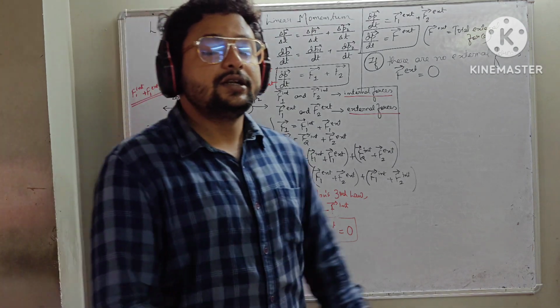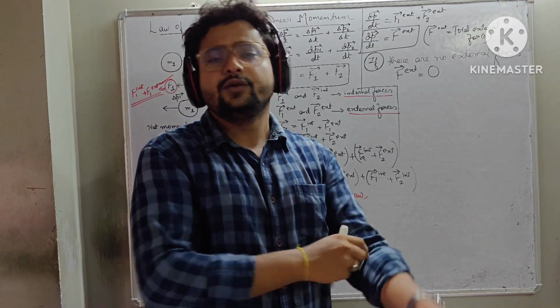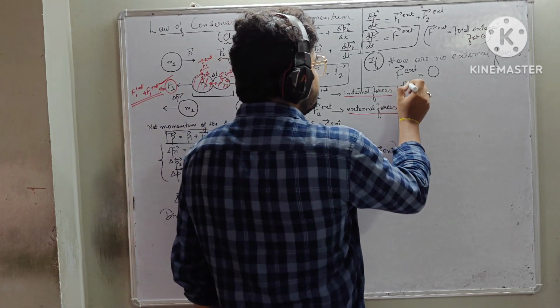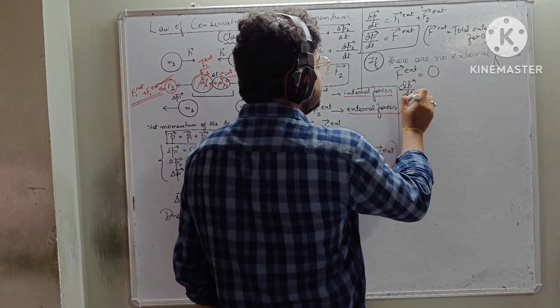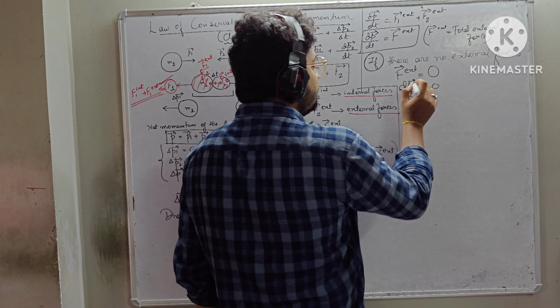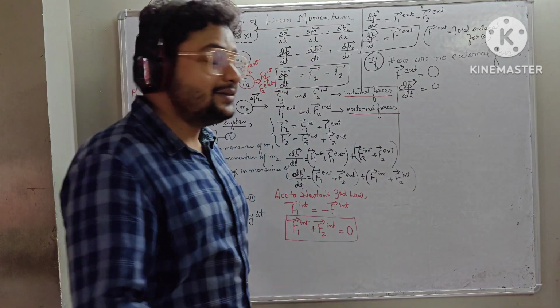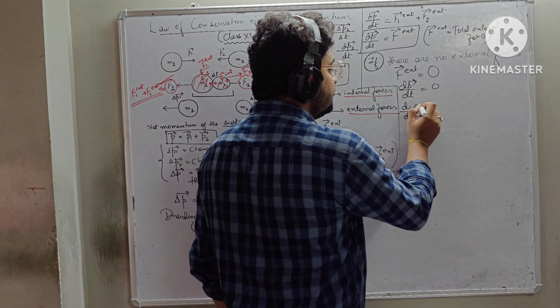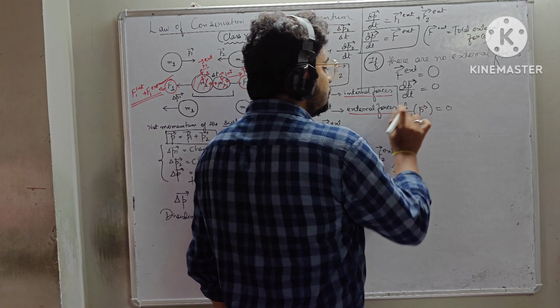Okay, if external force will be 0, because I have given no external force, in that case I can write dP/dt will be 0. Now see, dP/dt means d/dt of P, that is 0.